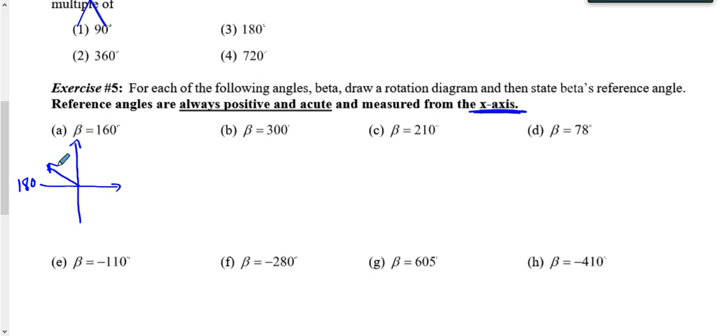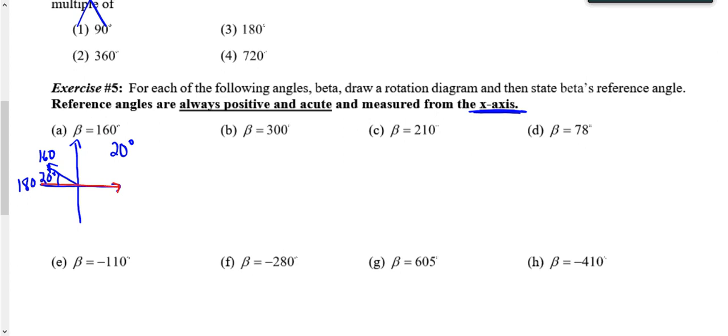So if this is 160, and here's 180 at the x-axis, what's the measure of our reference angle here? 20 degrees. And now we have an acute angle to work with. So 20 degrees would be what's called our reference angle. A 160-degree angle in the coordinate plane works out to a reference angle of 20, and it's always with the x-axis.